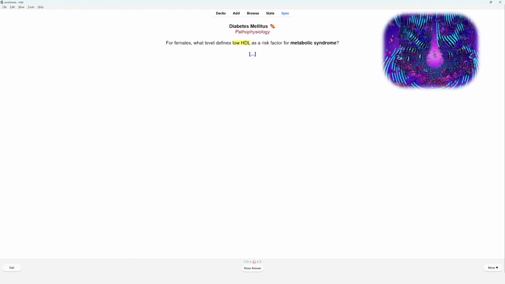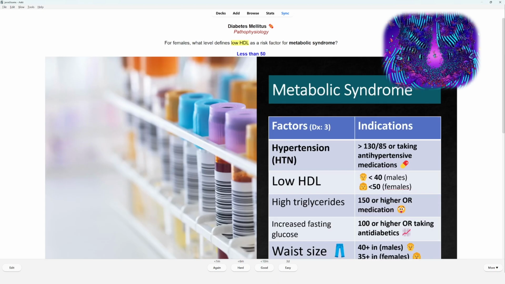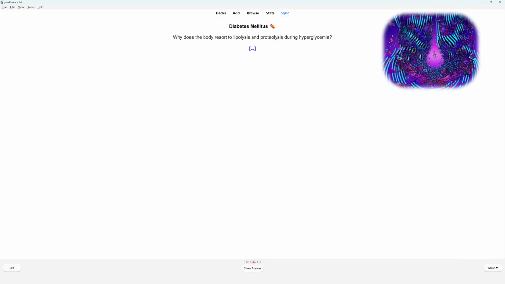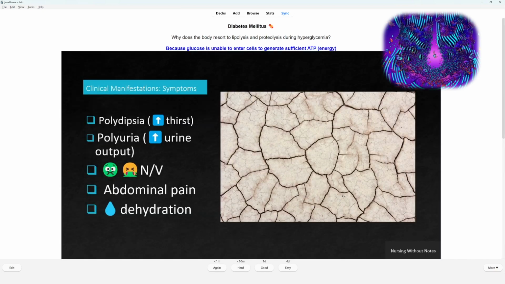For females, lower than 50 HDL. They resort to lipolysis and proteolysis because they aren't able to use glucose, or they aren't able to get the glucose into the cells, so they revert to breaking down proteins and lipids as an energy source.